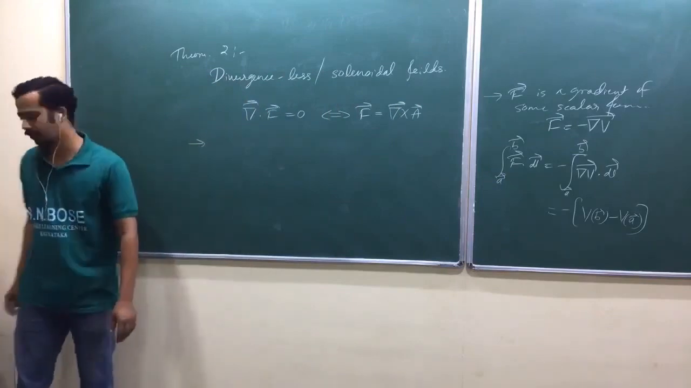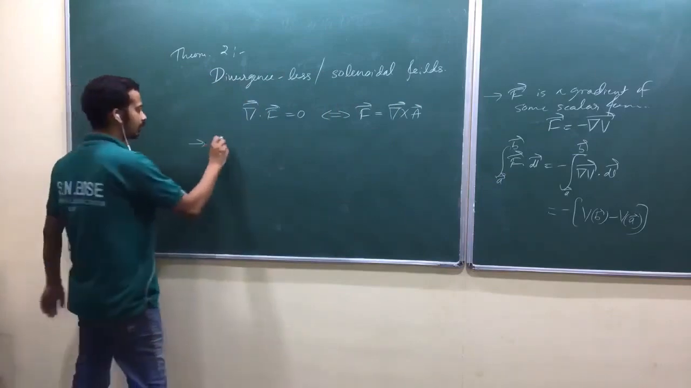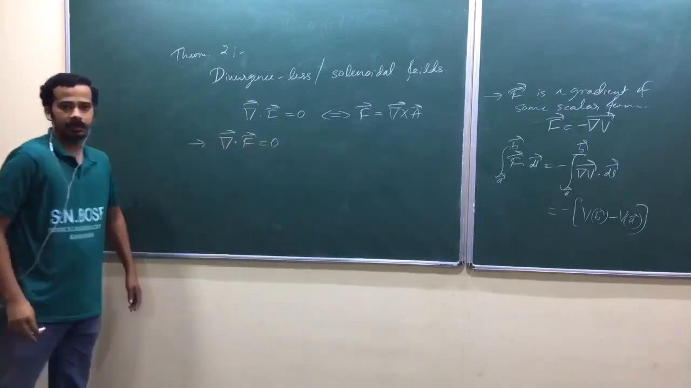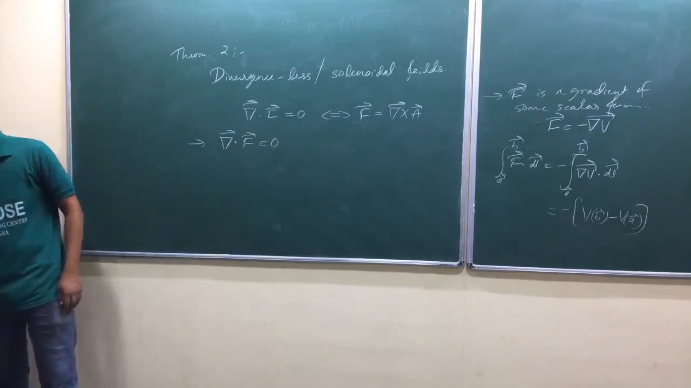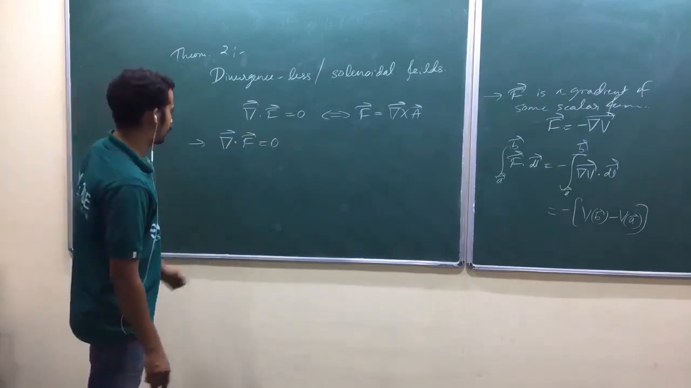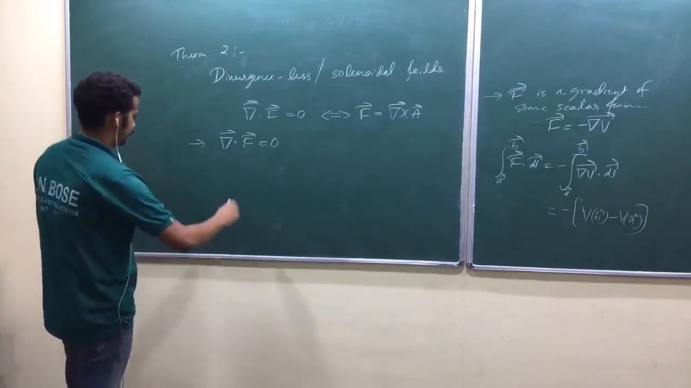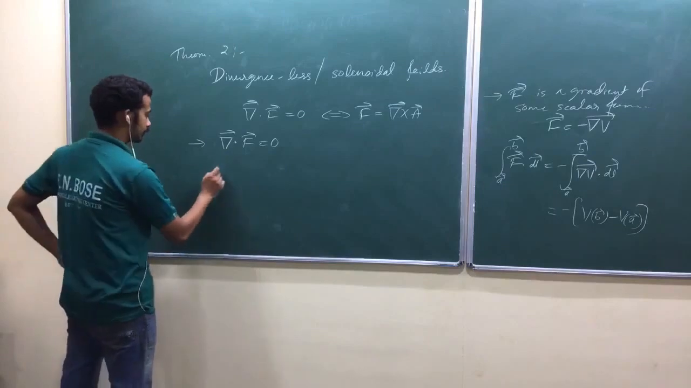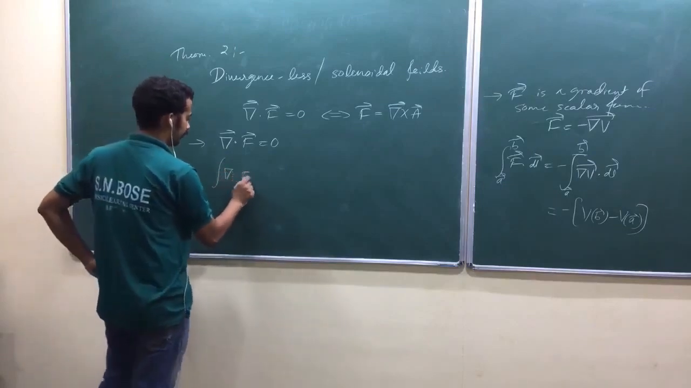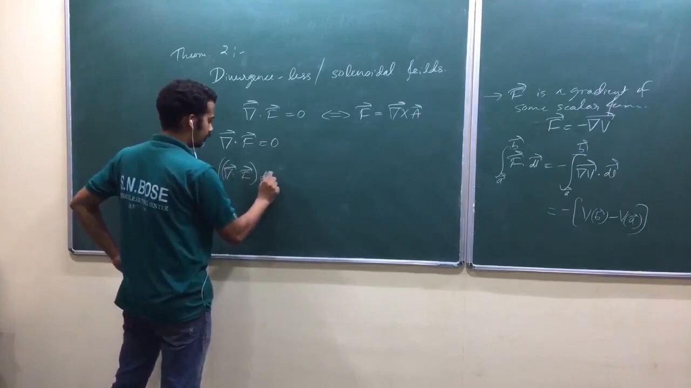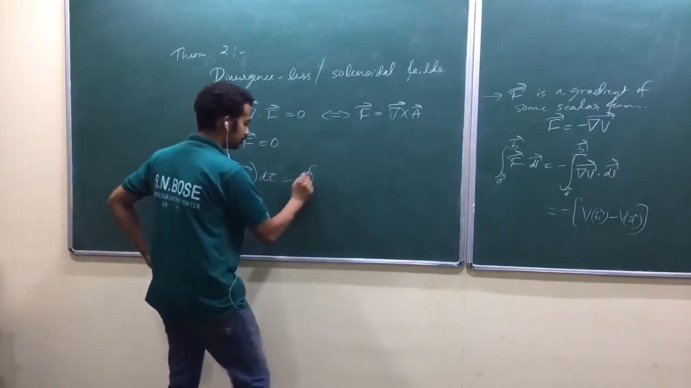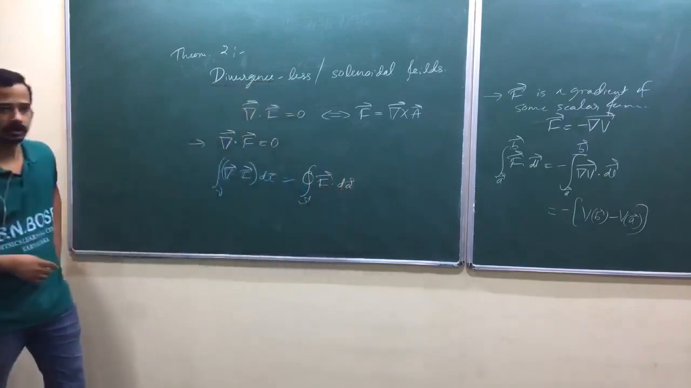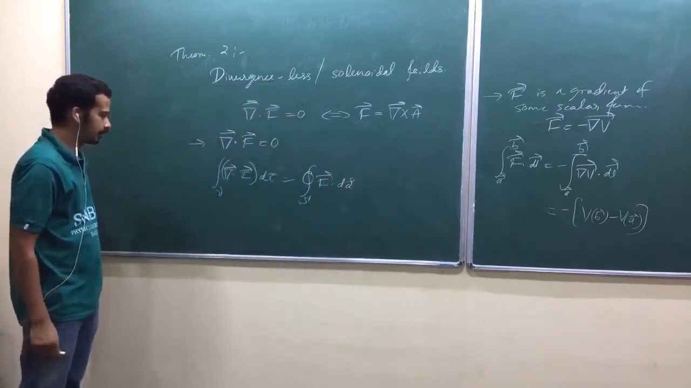Let me start writing the statement, okay? Divergenceless field means del dot F equal to 0. Now I'll go for my Gauss law, Gauss divergence theorem. So what is that one? Integral of del dot F d tau in some volume is equal to the closed surface integral of F bar dot dA bar. Am I right?